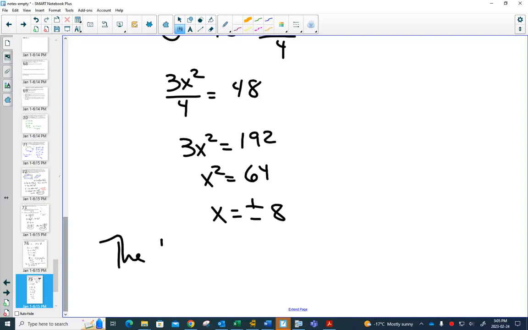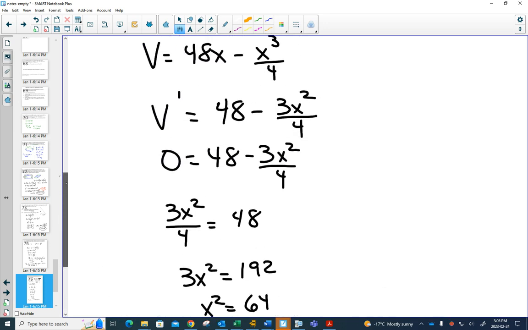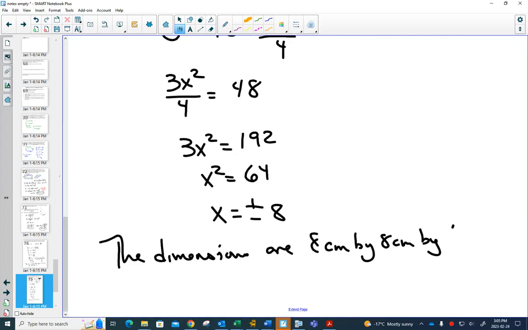We can go, the dimensions are 8 centimeters by 8 centimeters by, and to calculate my height, well, I created a formula that said the height was equal to 192 minus x squared over 4x, so I plug it into that height formula. And I get the dimensions.